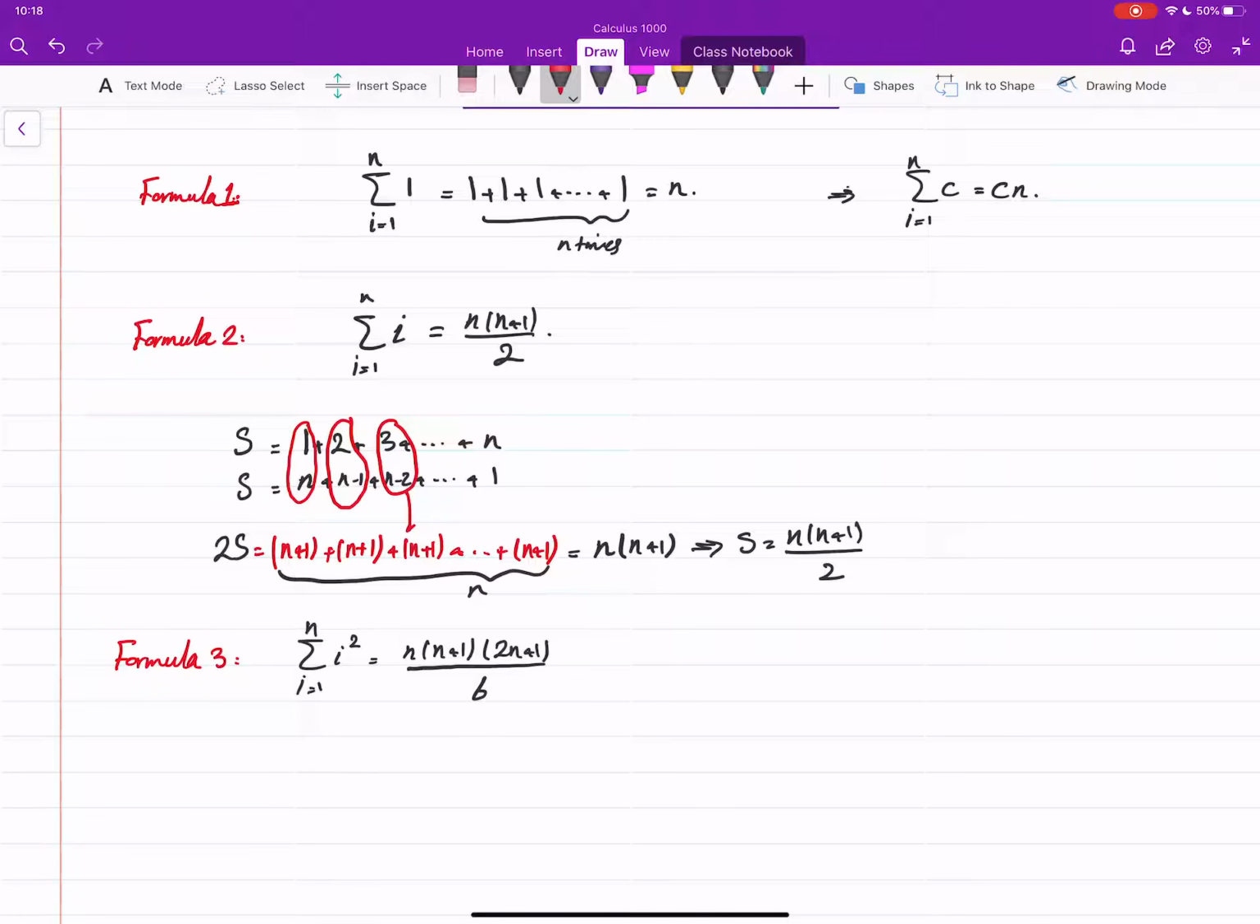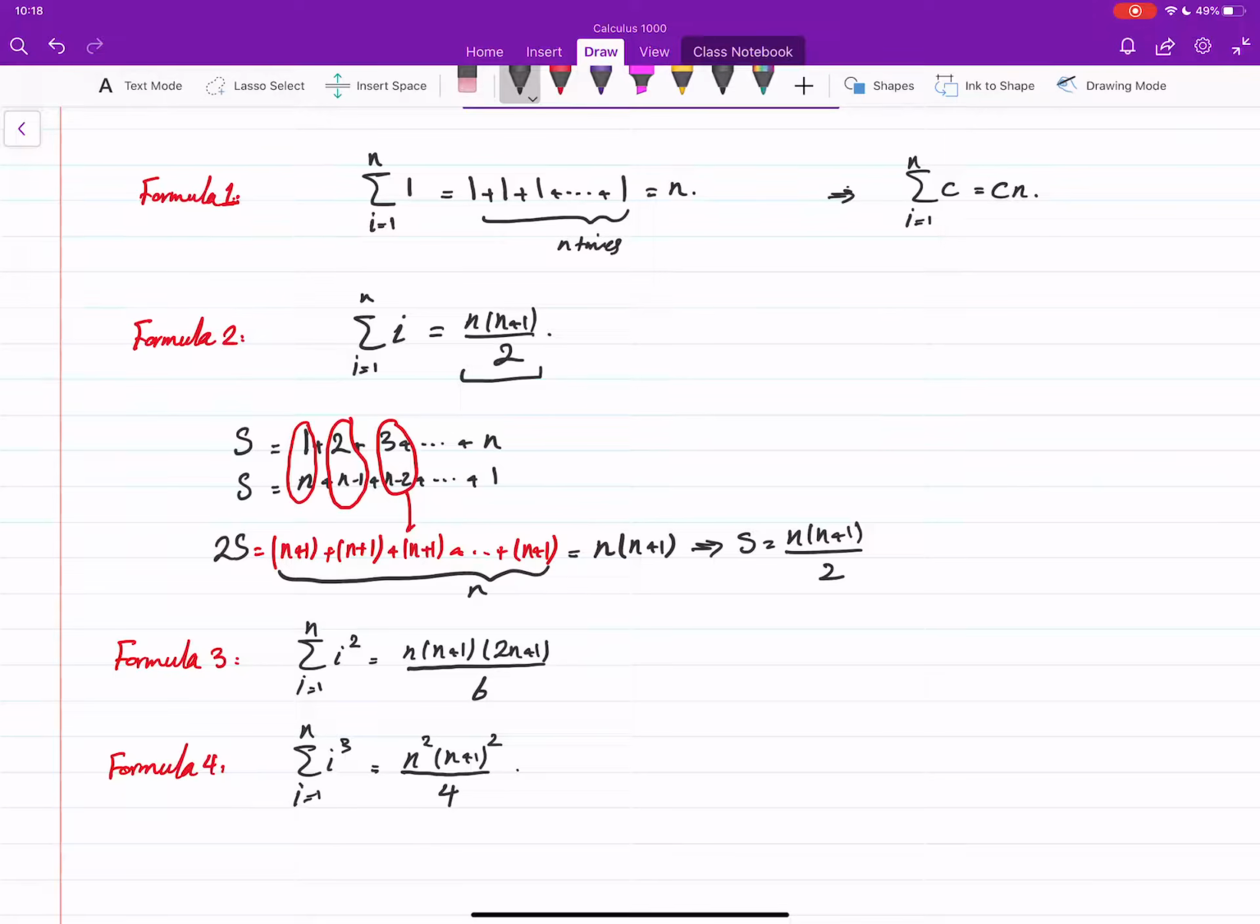And formula 4 is when you have the sum of i to the power 3, i going from 1 to n. And this is interesting: the result is just the square of this guy. n squared times n plus 1 squared over 4.